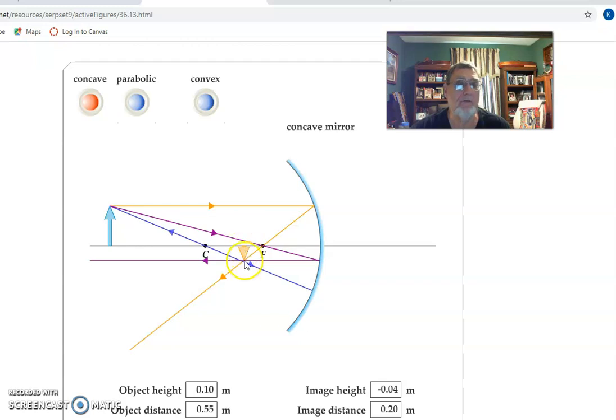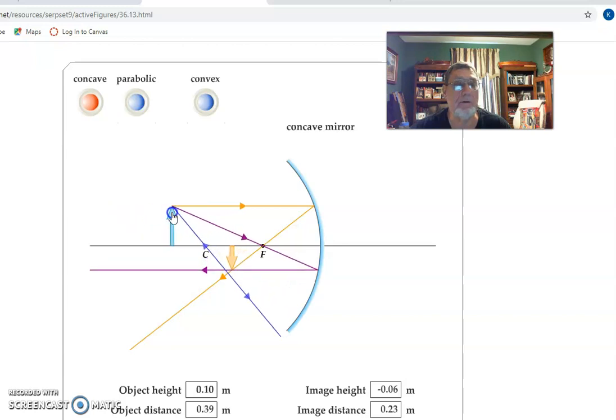And you can tell it's inverted. So you know your magnification is a negative number less than 1. You know your q is going to be somewhere bigger than R. And as I do a ray diagram, watch what happens to the image as I move this.